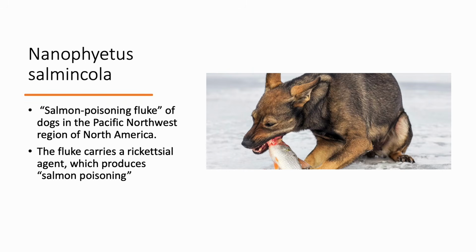The third trematode that we're covering today is Nanophyetus salmincola, which is the fluke responsible for salmon poisoning fluke. We can see this when dogs eat raw salmon in the Pacific Northwest. It's the area that we can see this infection. And the symptoms are due to a rickettsial agent, which is inside the fluke, and that's what causes the symptoms of salmon poisoning. So we don't want dogs to eat raw salmon. They could get this fluke and then get the rickettsial infection and get pretty sick from it.